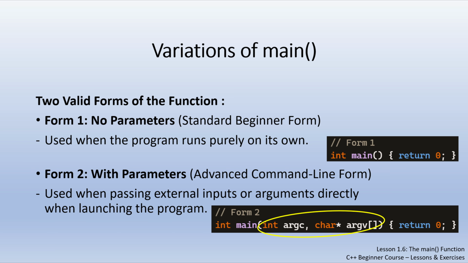As a quick piece of advanced theory, you should know that main can look slightly different depending on the project. There are two common valid forms in C++. The first form features empty parentheses, which is the standard setup we will use throughout this beginner course. The second form looks a bit more complex because it contains parameters inside the parentheses. This advanced version allows your program to accept command line instructions right when it boots up. Don't worry about memorizing the second form today, just know that it exists.